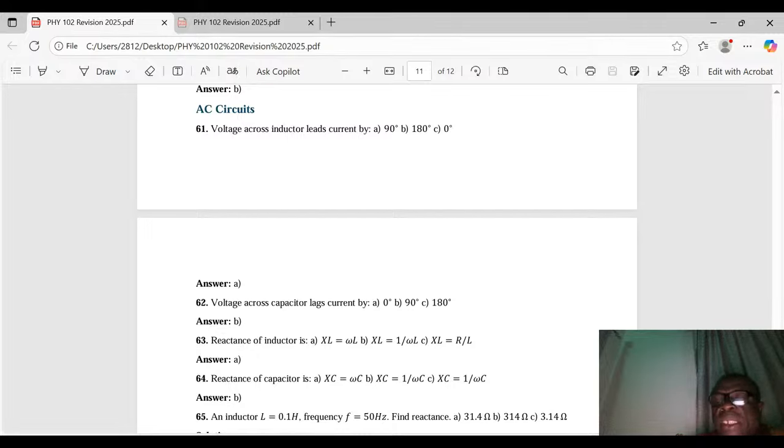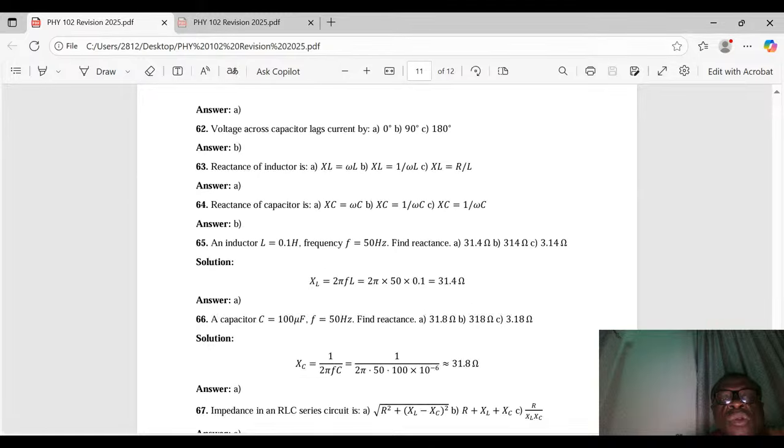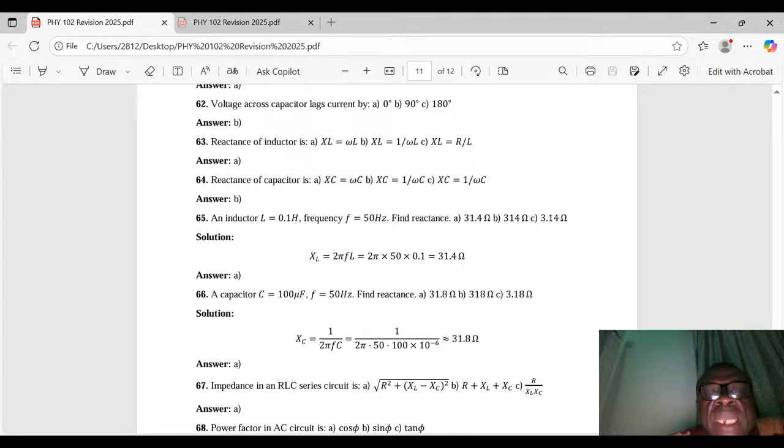And 64. Reactance of a capacitor is A. XC equal to omega C. B. XC equal to 1 over omega C. C. XC equal to 1 over omega C. So the correct answer is B.